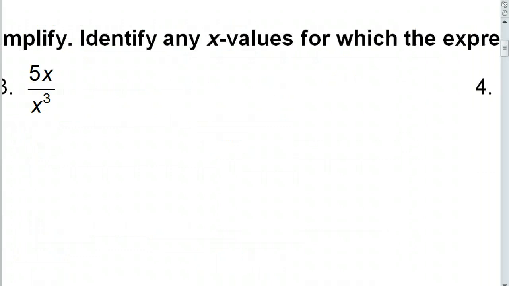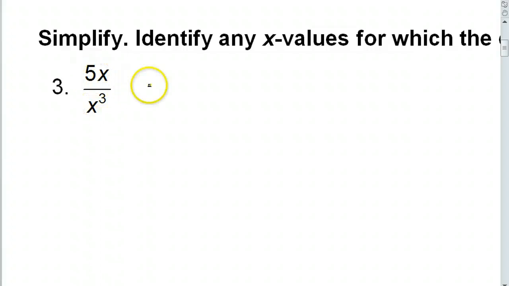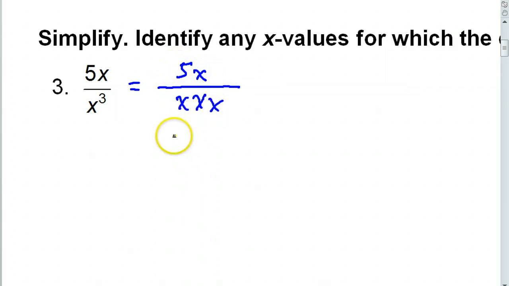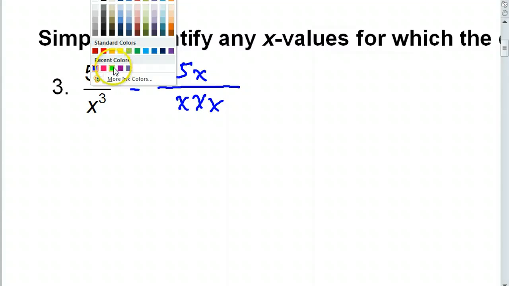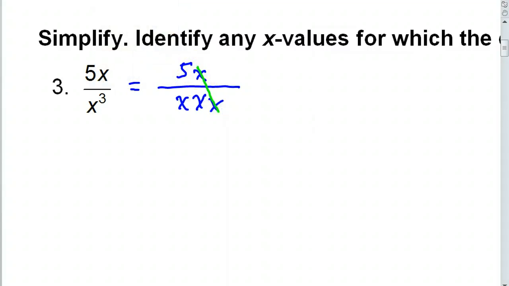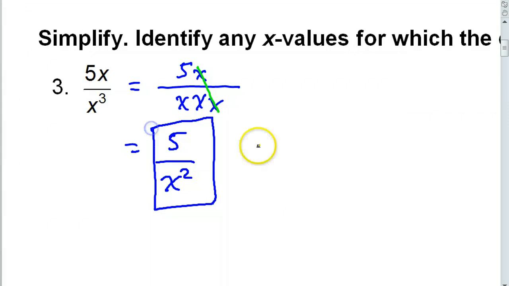It says simplify. Identify any x values for which the expression is undefined. As far as simplifying, I know the x in the numerator is going to cancel out one of the x's in the denominator. You don't need to show the step that I'm about to show right now, but in your mind, this is what you should be picturing. I have 5x over x. The x in the top is going to cancel out with one of the x's in the bottom, and that's going to leave me with 5 over x squared. So that is the simplified version. And what's the restriction? X cannot equal 0.